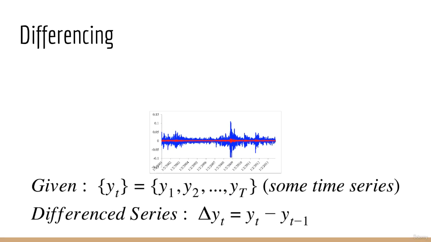To understand the integrated model, we have to understand differencing. Suppose that we have some time series, y of t. To perform differencing on this time series, you would define a new time series, delta y of t, which is defined as y of t minus y of t minus 1. That is, for each point in the time series, we subtract the previous data point. Now, a good question to ask is, why would you want to do such a thing? In fact, this is not the first time we have seen differencing in this course. We have seen it twice previously.